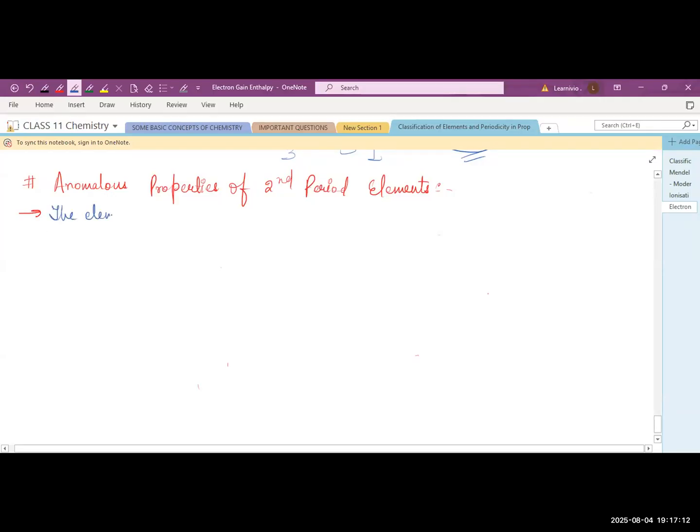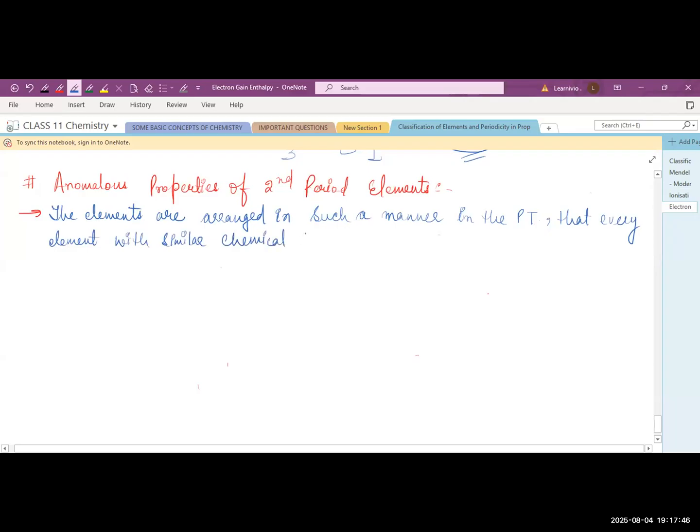Basically, the elements are arranged in such a manner in the periodic table that every element with similar chemical and physical properties is placed together in columns, right? And those columns are known as groups.